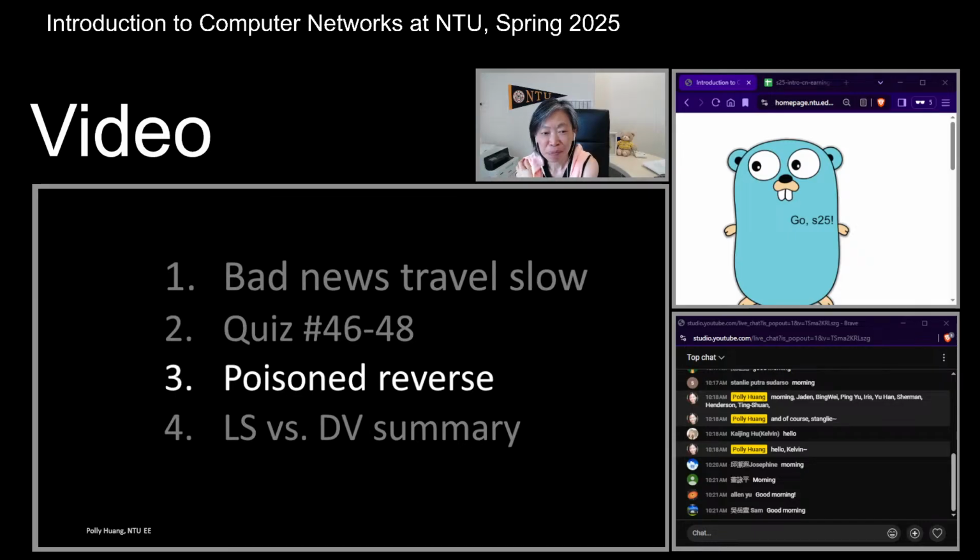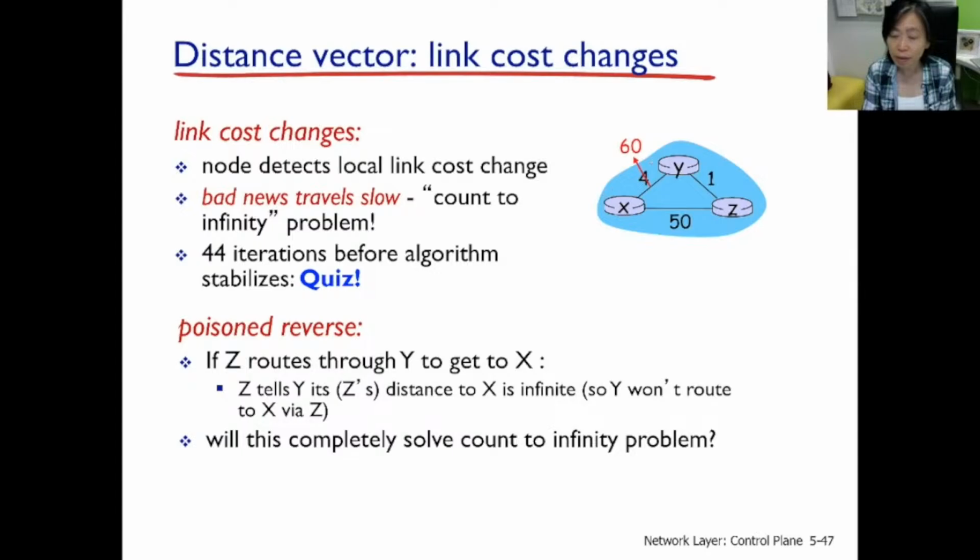It's not a problem that's not solvable. In some cases, one can apply this mechanism called poisoned reverse. Here's the video introducing the idea of poisoned reverse. The problem here is, right after the link cost change, when y is trying to recompute the best route to x, to z, particularly to x.